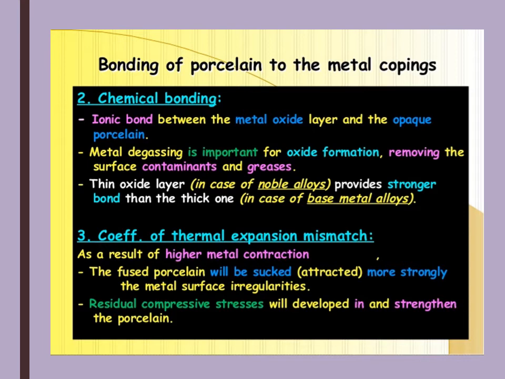and what happens is, because of the coefficient of thermal expansion mismatch, the fused porcelain gets sucked or attracted to the metal surface because of the difference, and this causes residual compressive stresses. Because it is sucked or attracted towards the metal surface, compressive stresses are generated, and these compressive stresses as a result strengthen the porcelain and provide a better bond between them. So these are the three mechanisms of bonding of porcelain to metal.